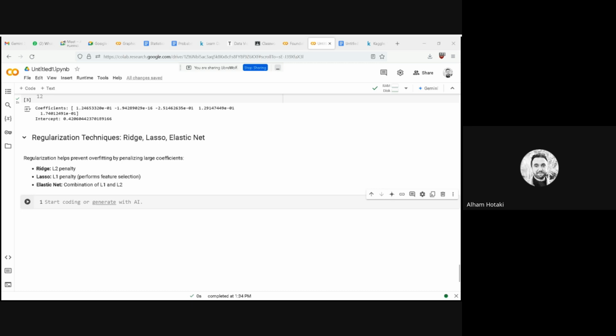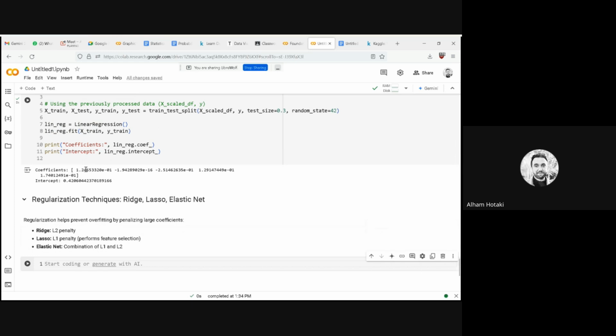This penalty encourages the model to favor simpler, more generalized solutions, not only a specific coefficient. For example, in this model that we have developed, look at these coefficients: 1.2, minus 1.9, minus 2.5, 1.29, 1.7. These are the coefficients. But if there is a coefficient of 5, then you have to penalize that coefficient. Otherwise, the model will be overfitting.